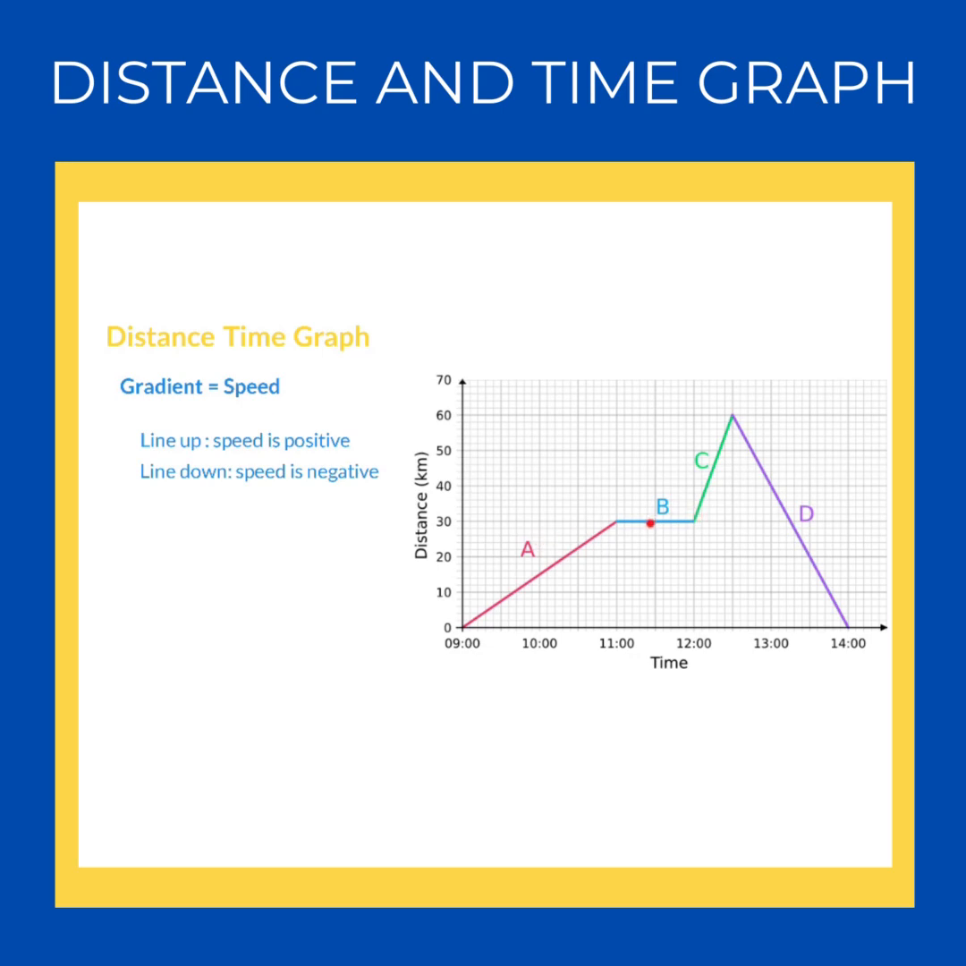Now, for the second stage, B, the line is a horizontal line, which means that the gradient is 0, which means that the speed is 0. So the particle or the car here is at rest. Now, the third stage, which is C, again, the line is going up, which means that the gradient is positive and the speed is positive and it's constant. While the last stage, which is D, the line is going down, which means that the speed is negative and of course the gradient is negative.